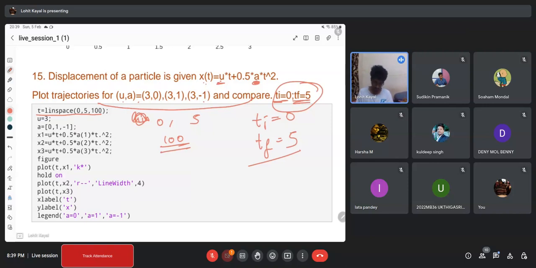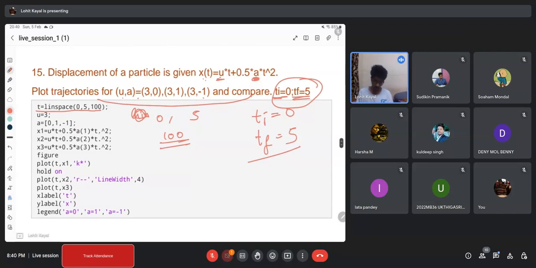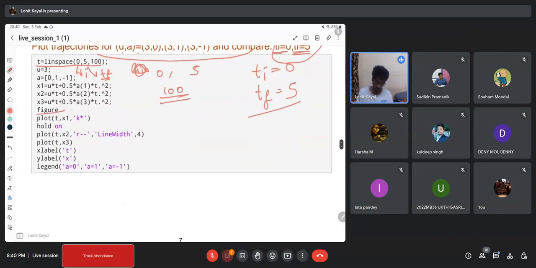x2 is u times t plus 0.5 times a2 times t dot square. Remember, here I am using dot square because t is not a single value. t is a vector. Here the initial is ti, as I have mentioned, ti equal to 0, and this is tf. And similarly I have written x3. Now I have to plot x1, x2 and x3. So again figure. When you write figure, it will give you a new figure. Now plot t, x1 comma 'k star'.